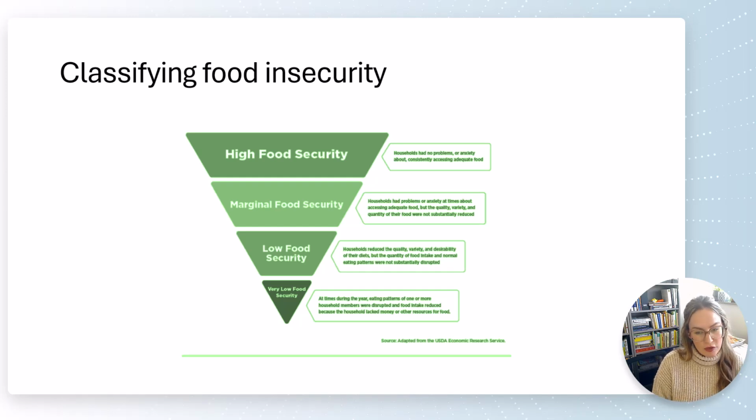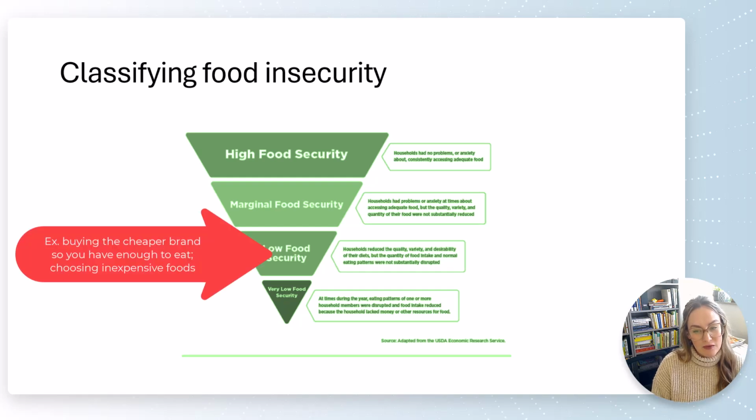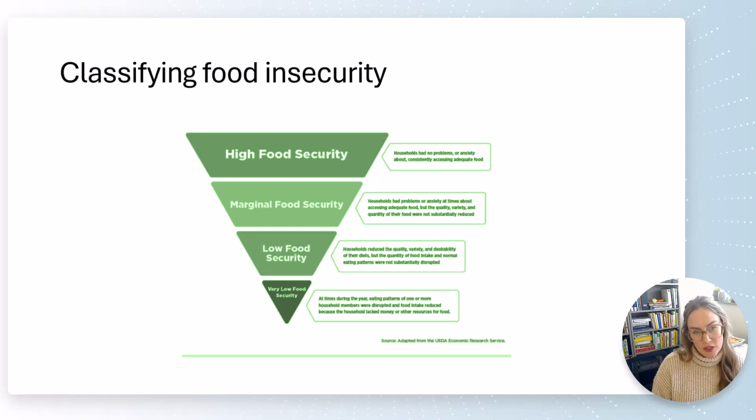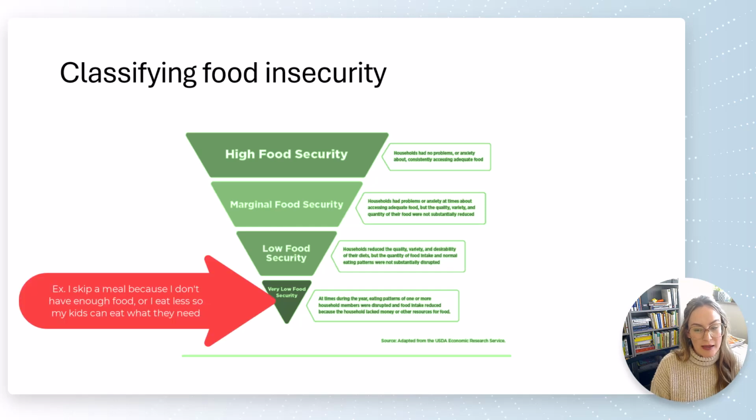Once we get to low food security, though, that's when we see that households are reducing the quality, variety, and desirability of their diets. Their quantity of food intake are not substantially disrupted. So they might be disrupted somewhat or to some degree. They might eat less than what they would like or may not have access to foods that are quite as nutritious that they would like. But for the most part, they're still able to have access to some level of food. With very low food security, there are times during the year where eating patterns of one or more of the household members were disrupted and food intake was reduced because the household lacked money or other resources for food.